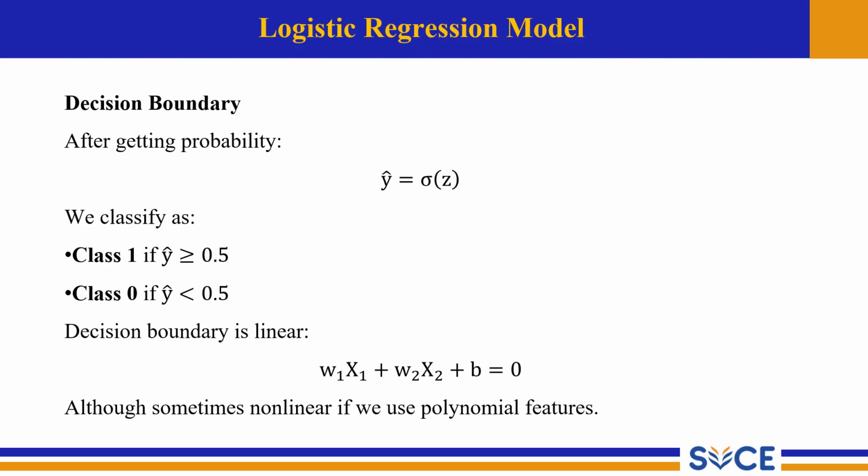The decision boundary is the set of points where the model is uncertain, that is, when ŷ equals 0.5. For two features, this is given by w1 x1 plus w2 x2 plus b equals 0. So with the original features, the decision boundary is linear. However, if we use polynomial or other nonlinear features, the boundary can become nonlinear, which allows the model to separate more complex patterns in the data.